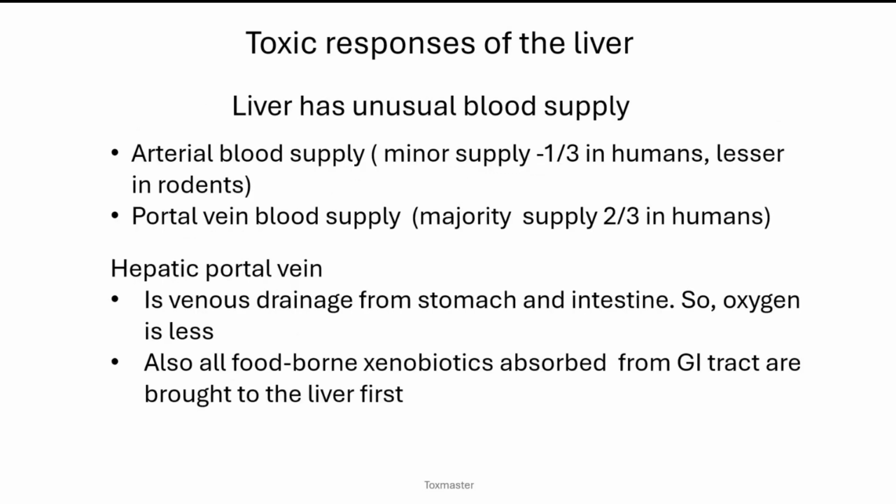So, the blood supply to the liver is very unusual. Arterial blood supply is there, but it's minor. That is 1/3 in human beings and lesser in rodents. Whereas portal blood supply is major, and it's 2/3 in humans. The hepatic portal vein is the venous drainage from the stomach and intestine, so oxygen is less. Also, all foodborne xenobiotics absorbed from the GI tract are brought to the liver first.